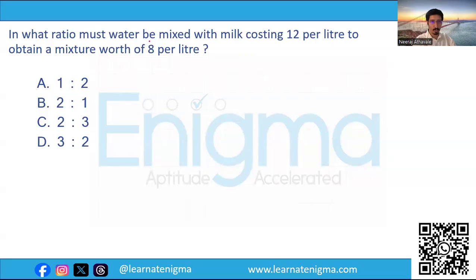In what ratio must water be mixed with milk costing 12 per liter to obtain a mixture worth 8 per liter? Now, this is a very simple type of mixture and alligation question.